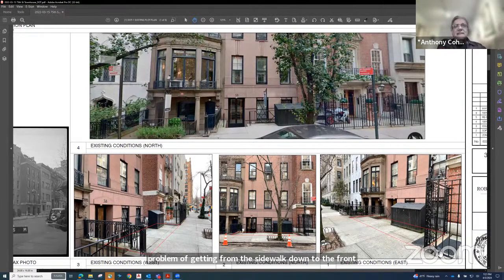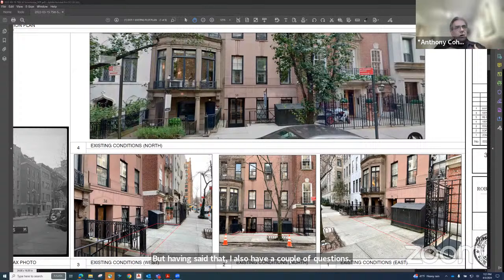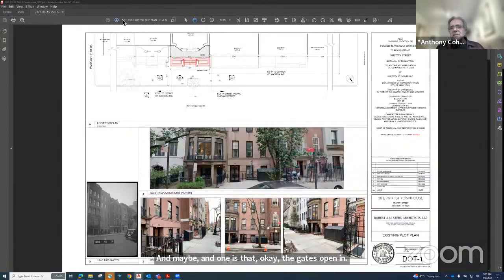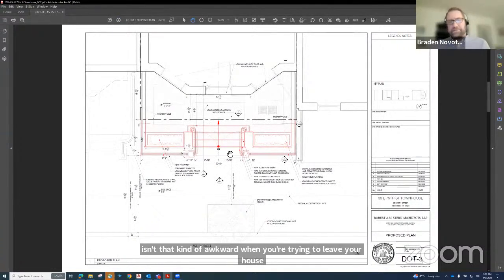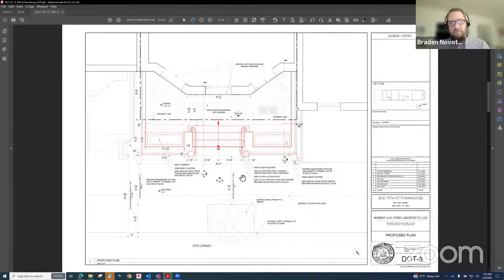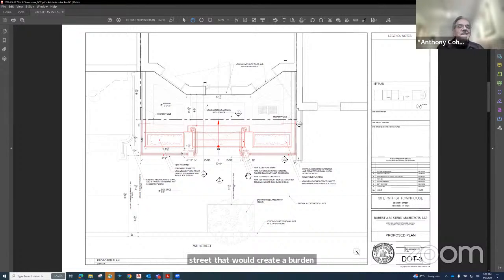Having said that, I also have a couple of questions. One is, the gates open in. Isn't that kind of awkward when you're trying to leave your house? It is awkward. However, we don't really have a good solution for that beyond pushing the gate in. We obviously don't want to put the gates out onto the street. That would create a burden in terms of blocking pedestrians. So it is a bit odd.